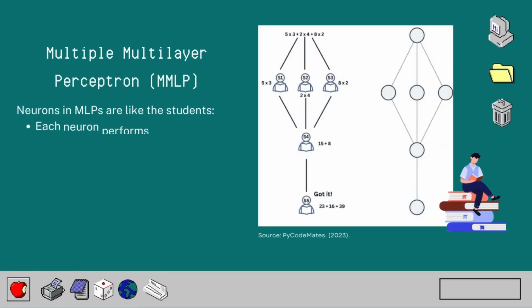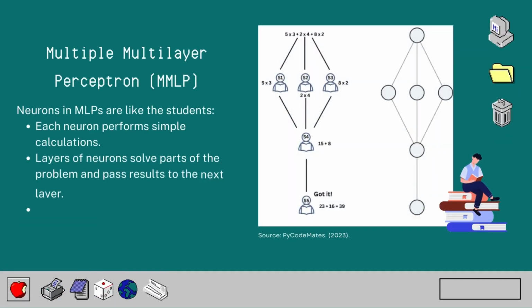To provide better understanding, here is an analogy of the explanation. Neurons in MLPs represent the students. Each neuron performs simple calculations. Layers of neurons solve parts of the problem and pass results to the next layer. The final output is the combined solution.